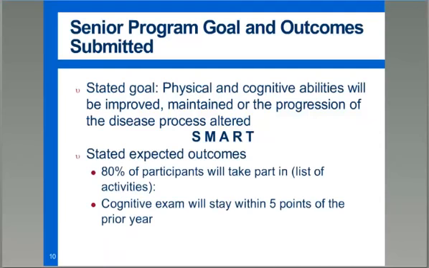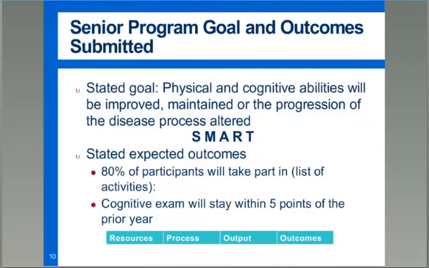The expected outcomes are stated as 80% of participants will take part in, and then there was a list of specific activities. And a second outcome is also provided. Cognitive exam will stay within 5 points of the prior year. If we look at our program model, are these outcome statements really outcome statements? 80% of participants will take part in sounds like a process statement, not an outcome.